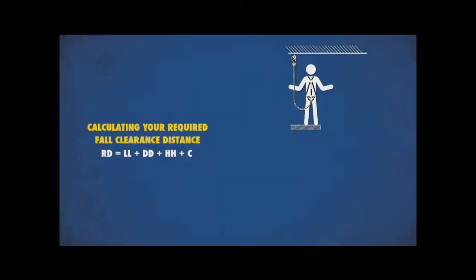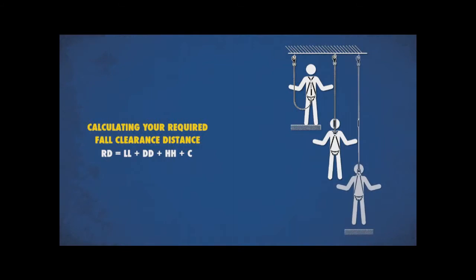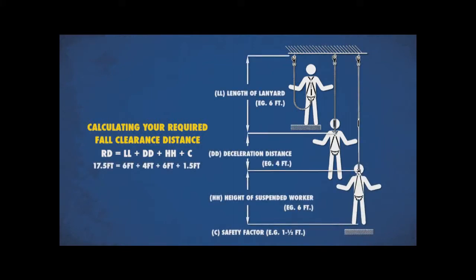To reiterate, the required fall clearance is calculated by adding the length of the 6-foot lanyard to the 4-foot deceleration distance plus the 6-foot height of the suspended worker and the 1.5-foot safety factor.